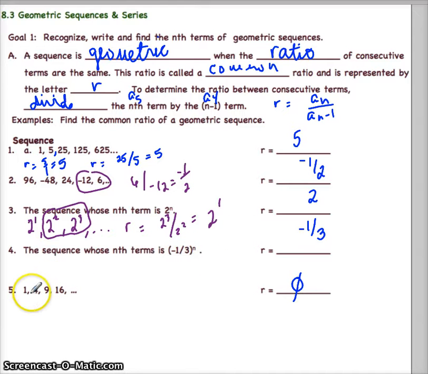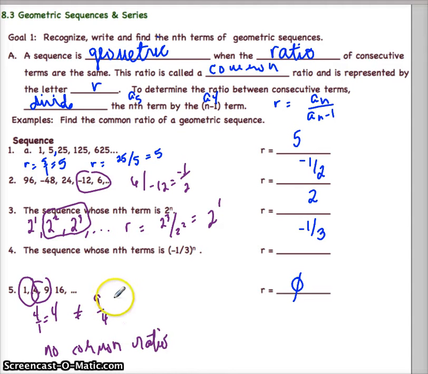And finally, on number 5, if we find the ratio between the first two terms, 4 divided by 1 is 4. And if we check and find the ratio between the second two terms, 9 divided by 4 is not equal to 4. So we see that there is no common ratio. And if there is no common ratio, then that tells us that this sequence is not geometric. That doesn't mean it's not a sequence. That just means it's not a geometric sequence.